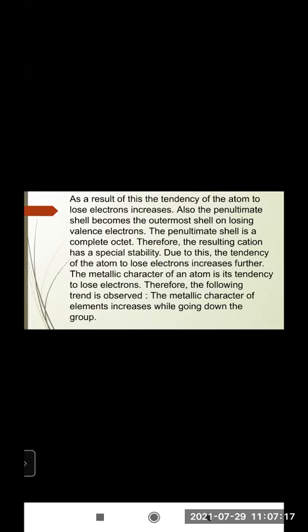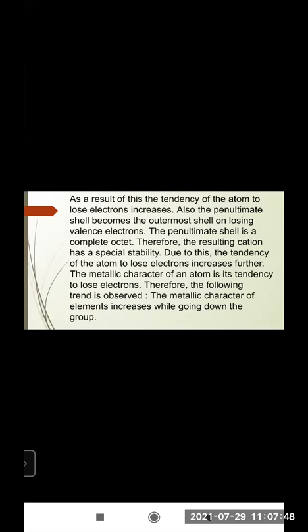So these are all theoretical parts you should read and understand. As a result of this, the tendency of the atom to lose electrons increases, because we have seen that metals have a tendency to form a cation by losing their valence electrons. As a result of this, the tendency of the atom to lose electrons also increases.